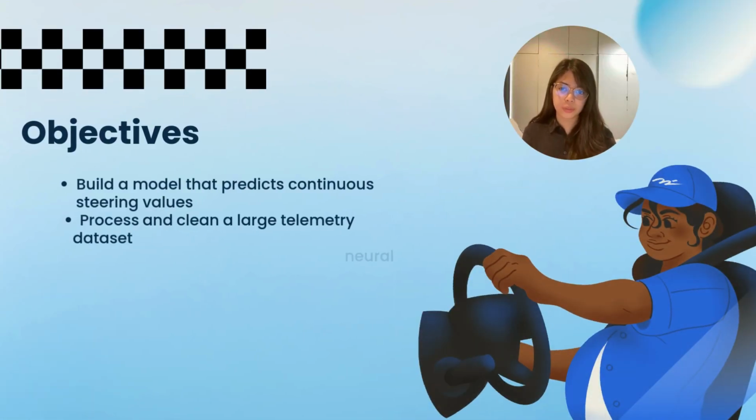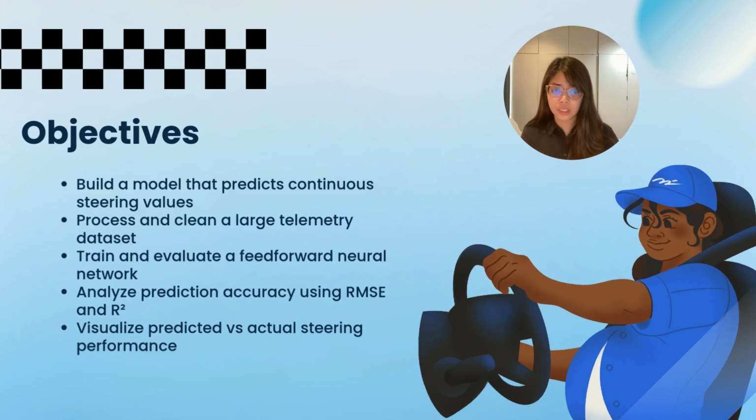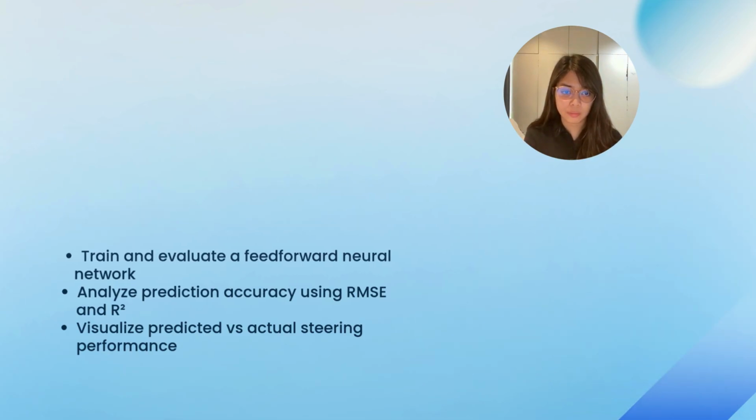So our objectives were straightforward. First, we needed to clean and prepare the telemetry dataset. Then we built a feed-forward neural network that outputs continuous steering values. After training, we evaluated the accuracy using RMSE and R squared, and we visualized how well the predicted steering matches the actual steering from the simulator.